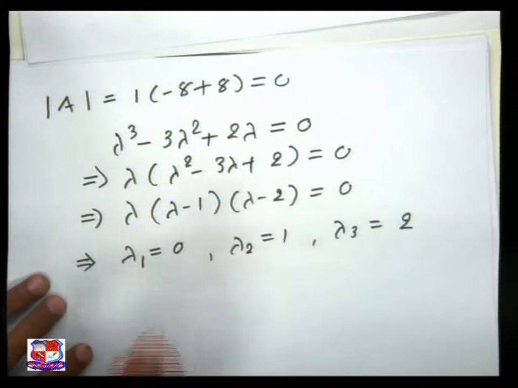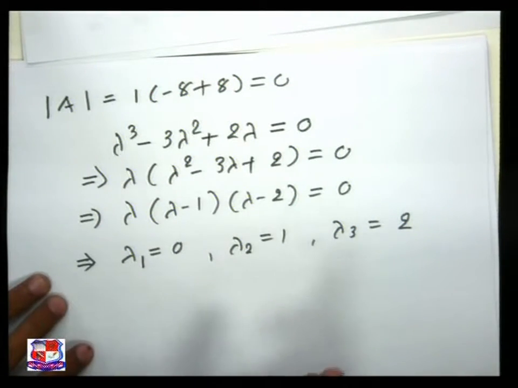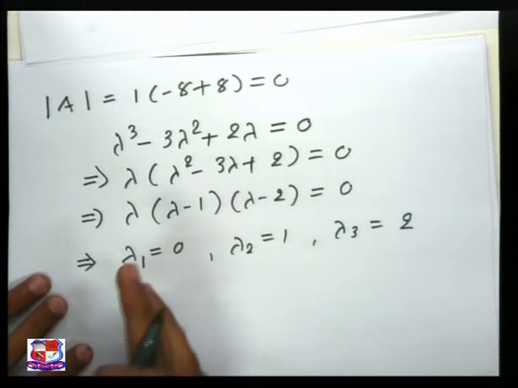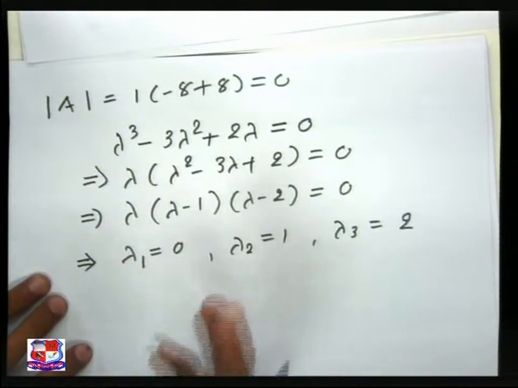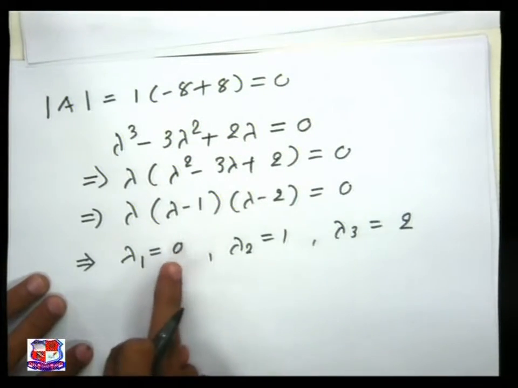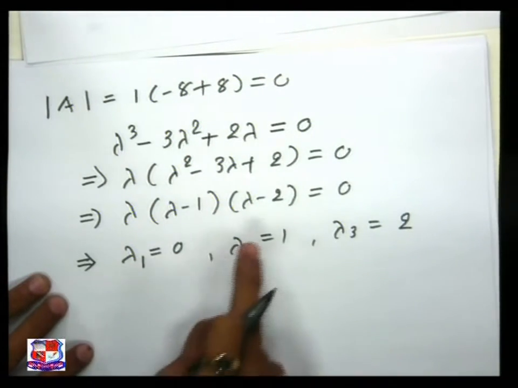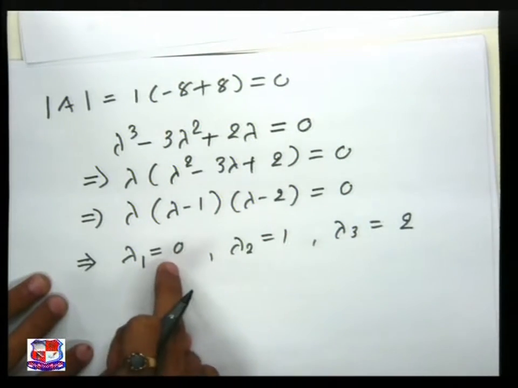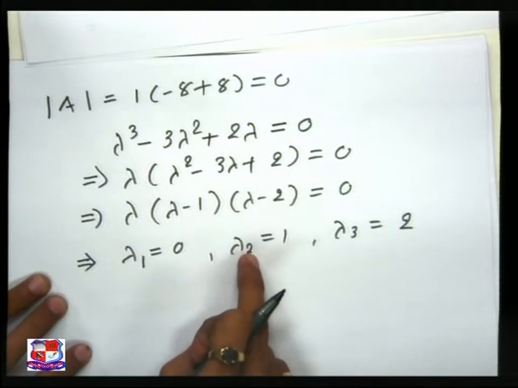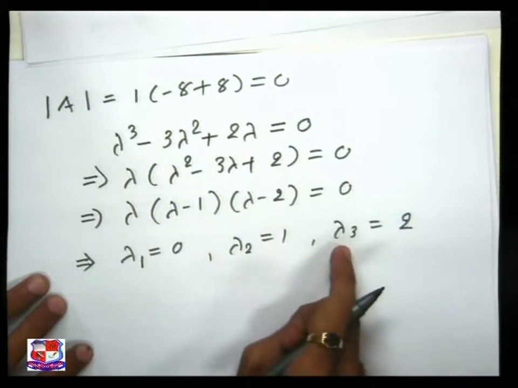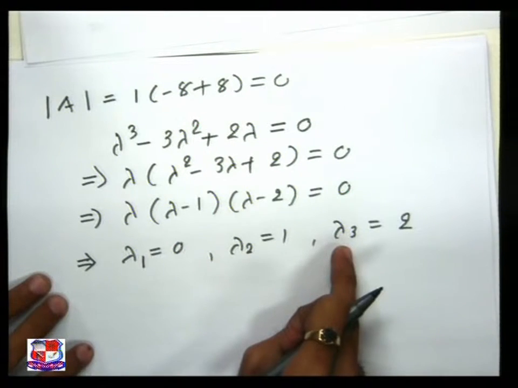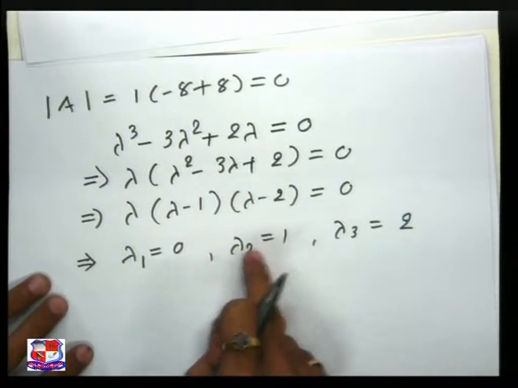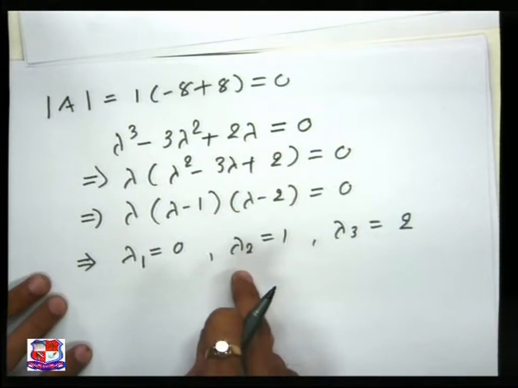Our question is to find the eigenvalues and eigenvectors. Till now we have only found the eigenvalues. This is the longest example because now we need to find the eigenvector for each eigenvalue. First of all, we will find the eigenvector for lambda is equal to 0, then for lambda is equal to 1, and then for lambda is equal to 2. Okay, so this is the end of the first part, that is, finding the eigenvalues.